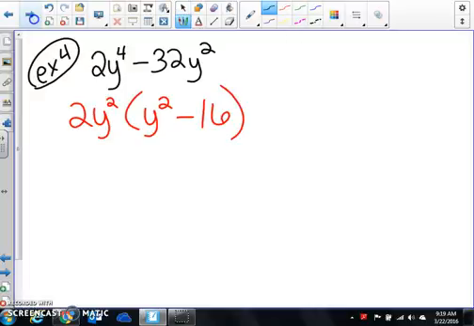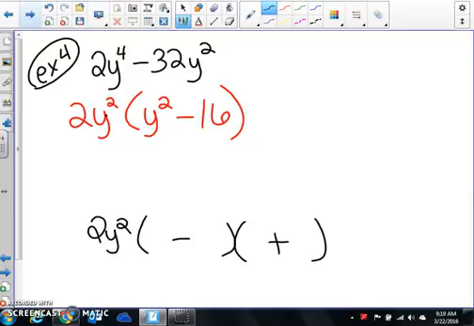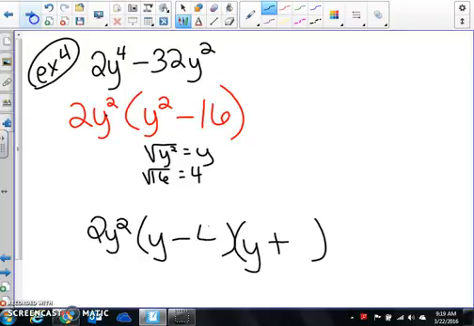Now, I drop down my 2y squared, all right, my GCF, and then I have a difference of perfect squares. So one's negative, one's positive, doesn't matter which one. Square root of y squared is y, so y. The square root of 16 is 4, so 4.